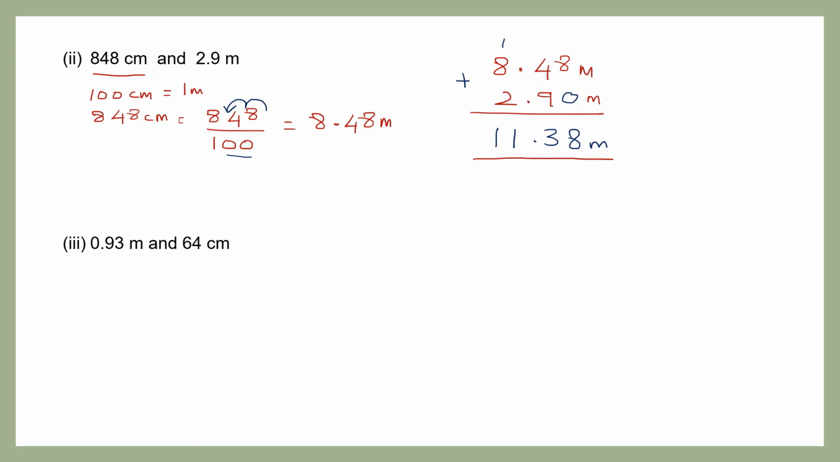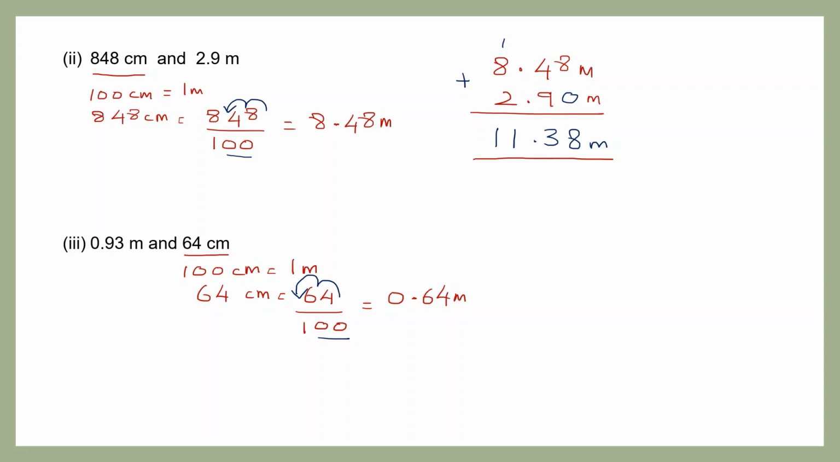Question 3. 0.93 meters, and this side we have 64 centimeters. So let's convert 64 centimeters to meters. 100 centimeters make 1 meter. Therefore, 64 centimeters will be 64 divided by 100. 2 zeros, so point moves 2 places to the left and comes here. So I get 0.64 meters.